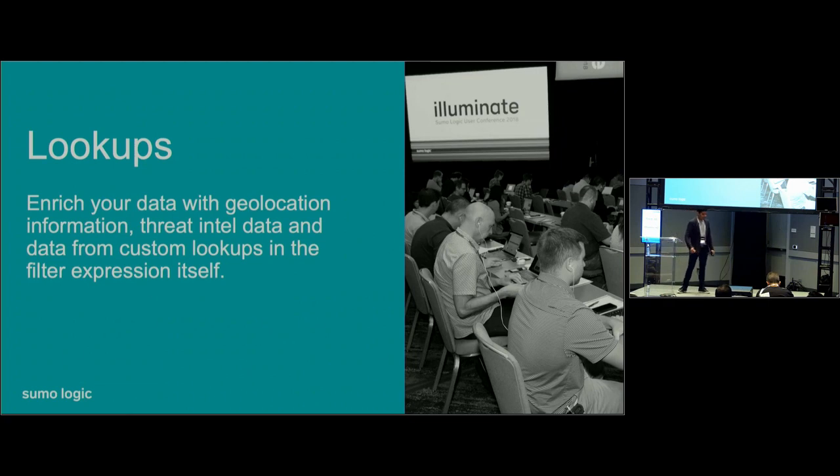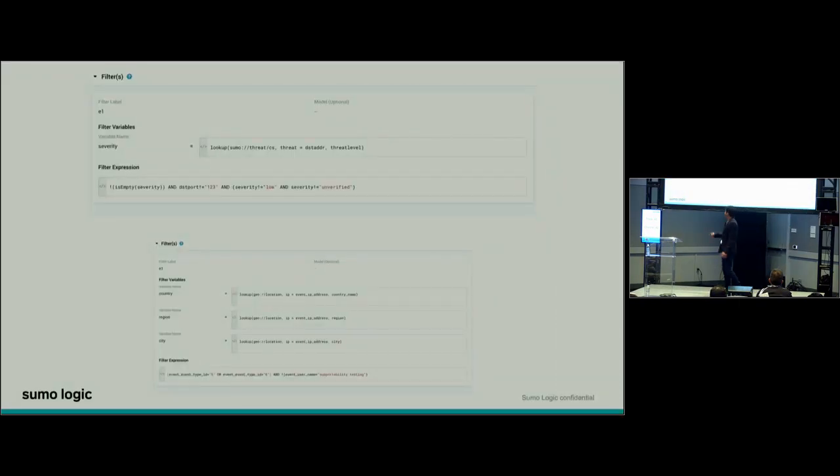Lookups. You can enrich your data with geolocation information, threat intel data from CrowdStrike, which comes out of the box with Sumo Logic, right? And you can also build your own custom lookups. The screenshot on top, we're looking at the CrowdStrike feed, we're matching it against the destination IP, and we're enriching the data with threat information. If you look at the filter expression, we are excluding every event that does not match our CrowdStrike feed. This brings down your data volume for the remaining part of the rule to probably less than 1% of the overall traffic.